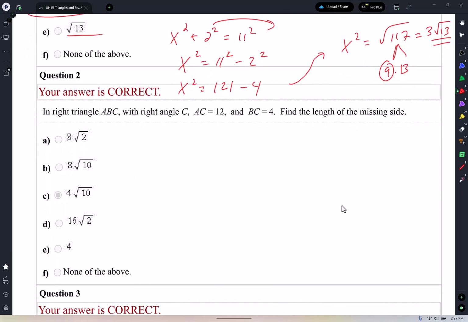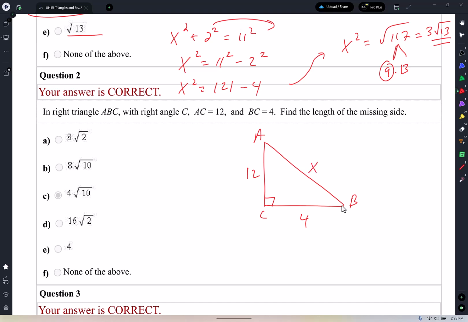All right, next one. In right triangle ABC, so again, they have a right triangle right here. Right triangle, not to scale, with right angle C, so I'm going to call it ABC. AC is 12, BC is 4. Find the length of the missing side. So now they want the hypotenuse.